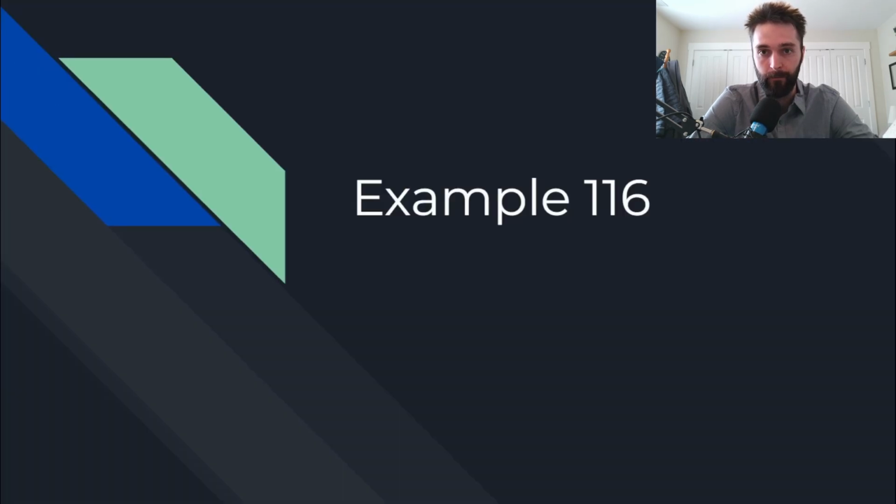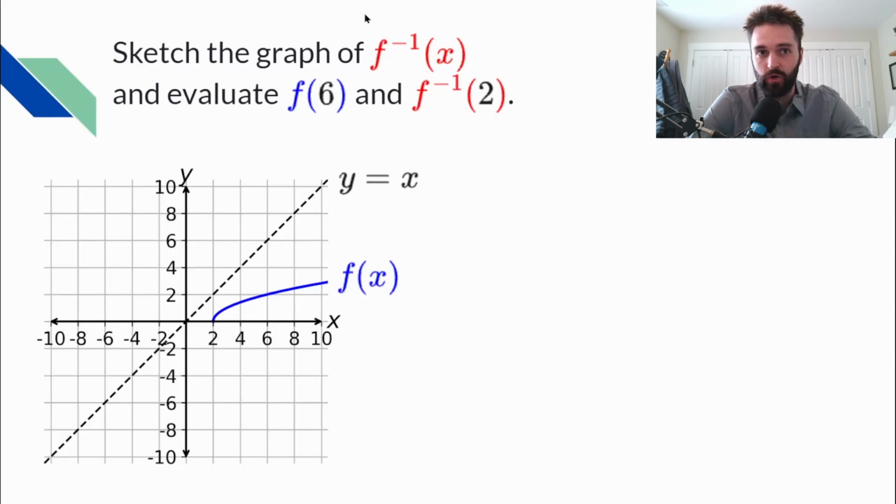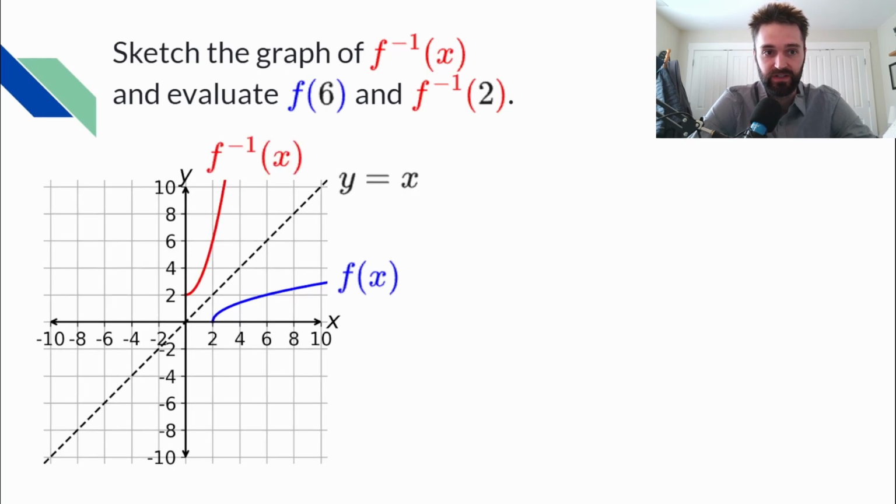Moving on. Here we're asked to sketch the graph of f inverse and evaluate f of 6 and f inverse of 2. So here we have the blue curve f of x, and we already have the line y equals x pictured here. So we know that we're going to be reflecting this swoosh across that line. So we know that f inverse looks like this. It's a swoosh that goes up like this. So that's what the graph of f inverse looks like.